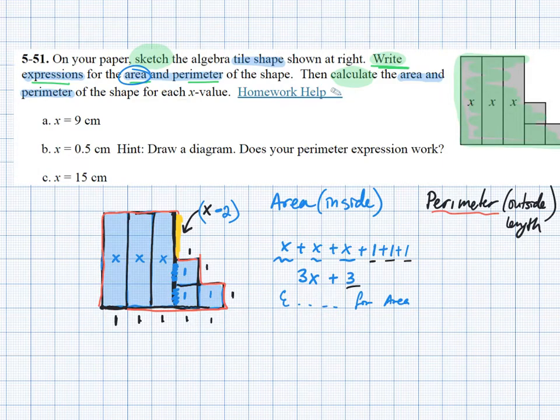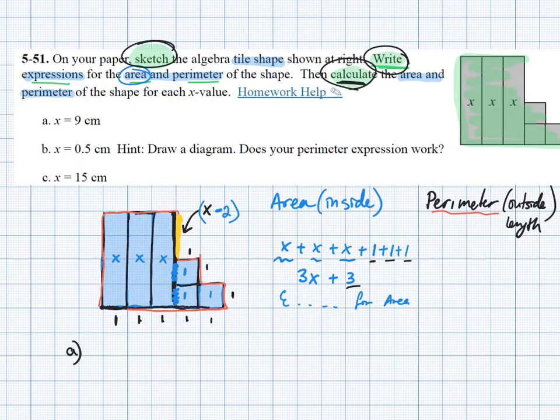So you're going to do the perimeter on your own, and I gave you the hint. I'm going to now do the third part. The third part was calculate. So I did sketch, I did write. Now I'm supposed to calculate the area and perimeter, and I'm going to do sample A, and you can do the other ones on your own.